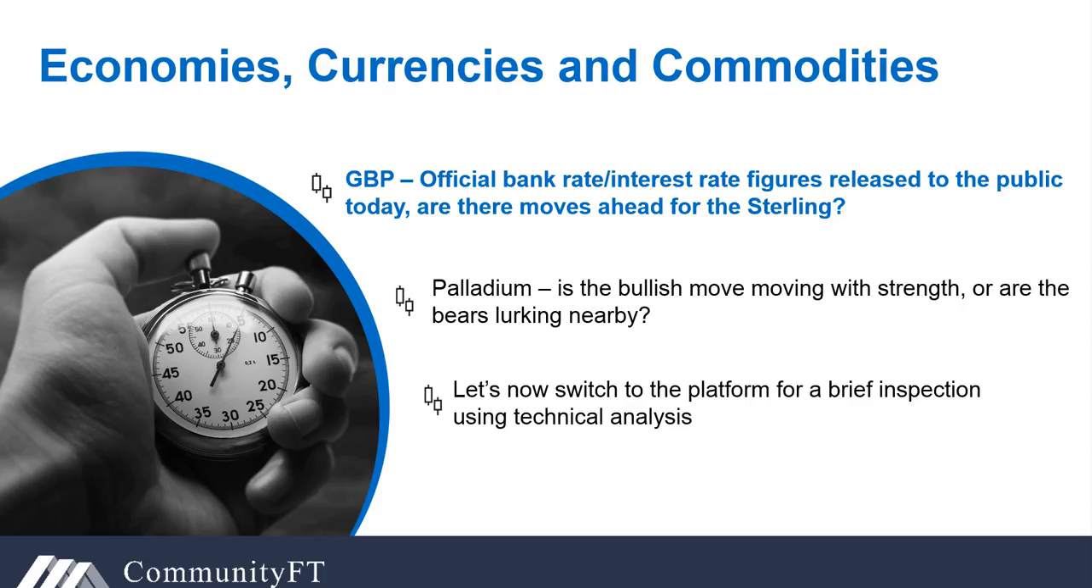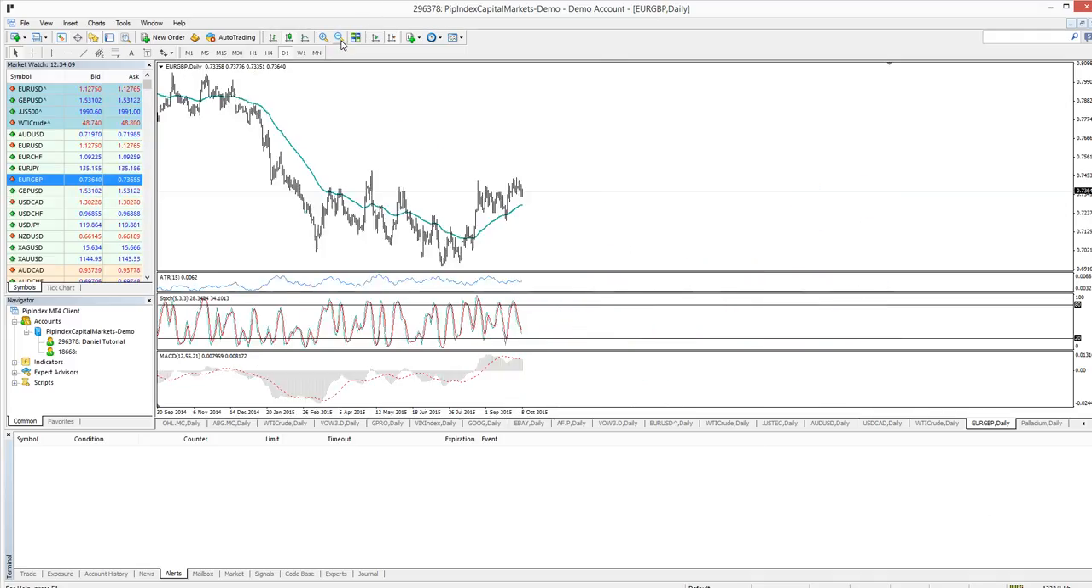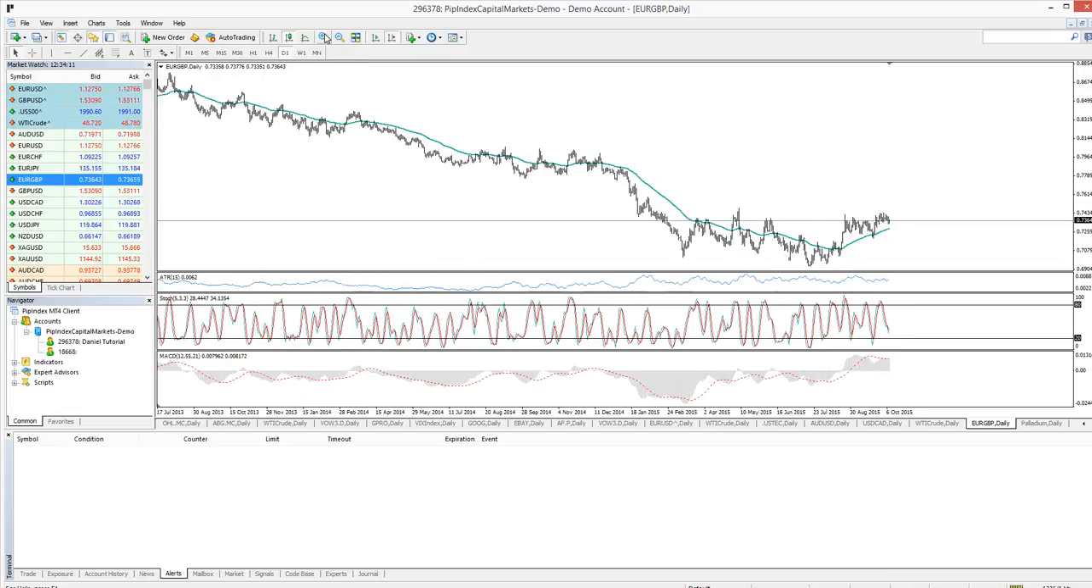So on the cards for us today, let's take a look at some economies, the value of those economies as is reflected by the value of their currency. Let's also take a look then at some commodities. Okay, so let's move to the platform, guys, and what we're looking at now is the daily chart for approximately 2 years of euro versus sterling.